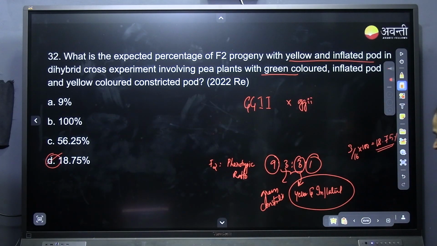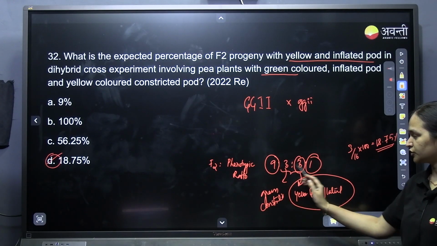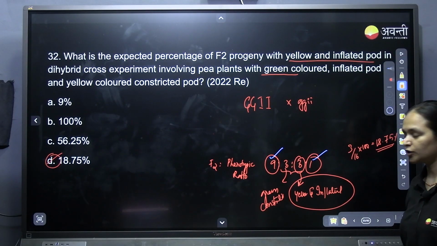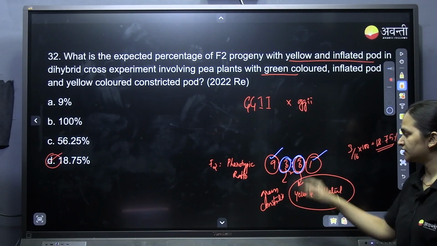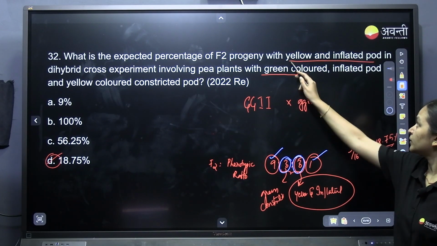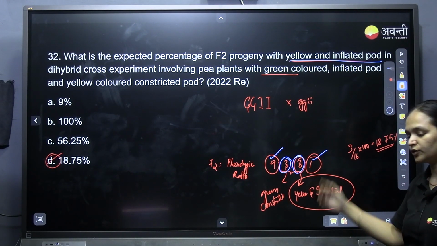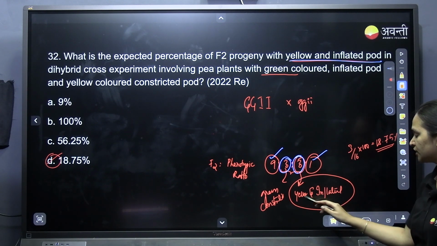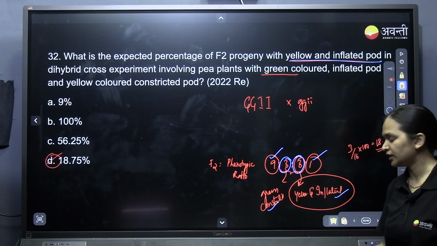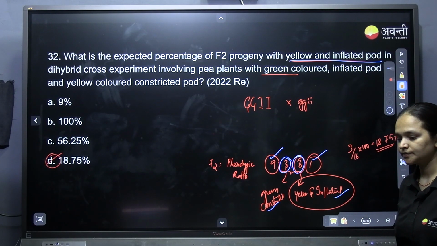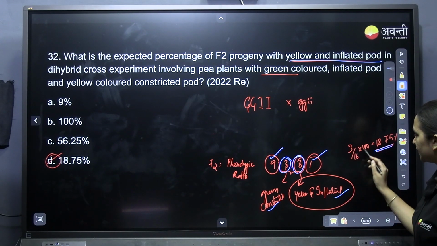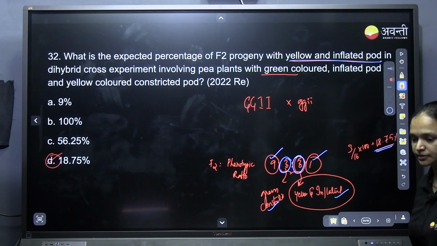Understanding? If you see the phenotypic ratio 9:3:3:1, this 9 and this 1 are the parental combination. These three are the recombinant combination. You need to find one of the recombinant combinations. Any 3 you can take. So yellow and inflated is one recombinant, and green and constricted is another recombinant. If you do 3 by total 16 into 100, 18.75 is the answer.